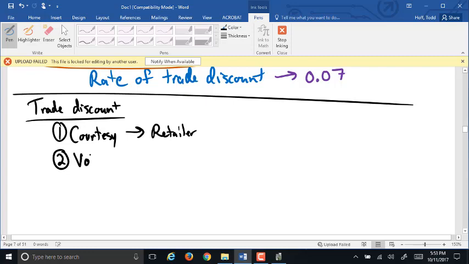Second, volume. A store is going to buy way more products than an individual consumer is. So you're going to give that store a break. If you're selling toasters, a consumer is going to buy one toaster. A store might buy 10 toasters to put on the shelf. Well, you're going to give them a little bit of a break and still make more money because you just sold a lot of them.